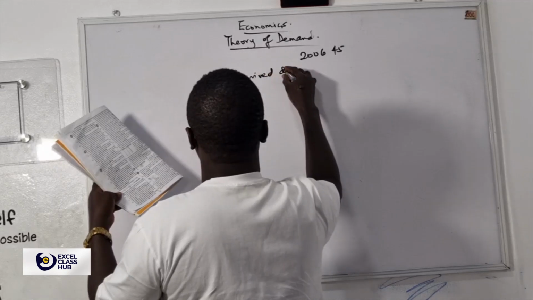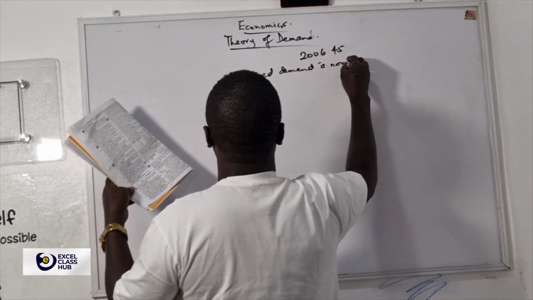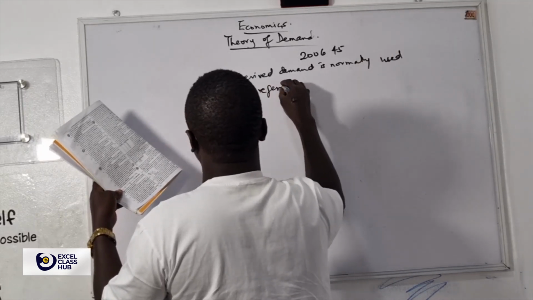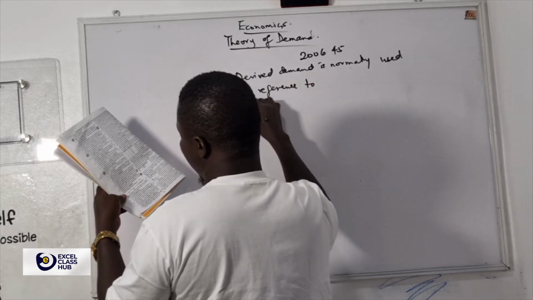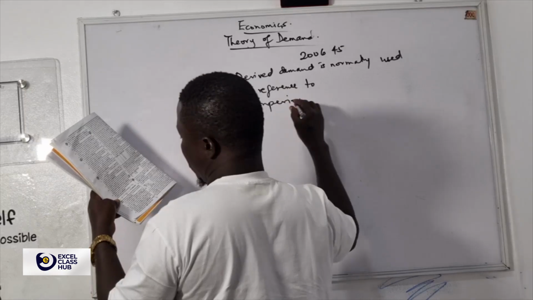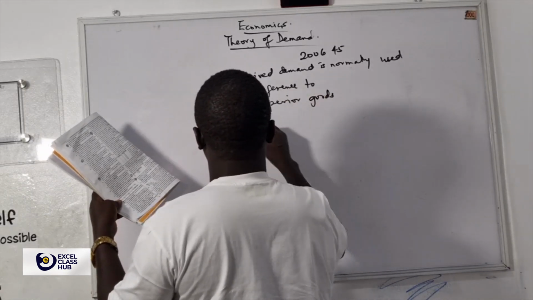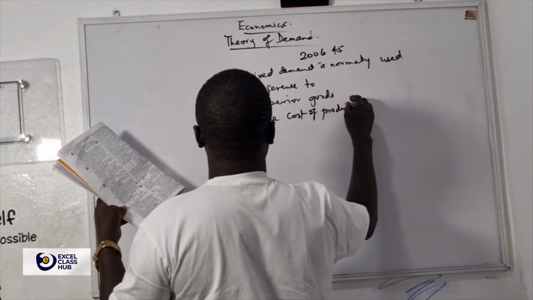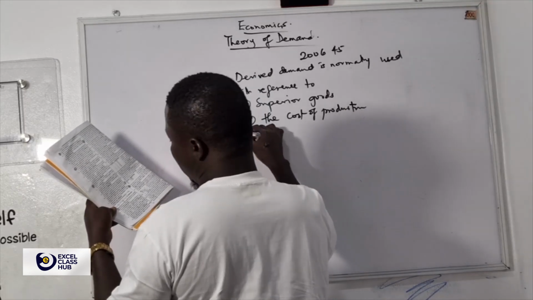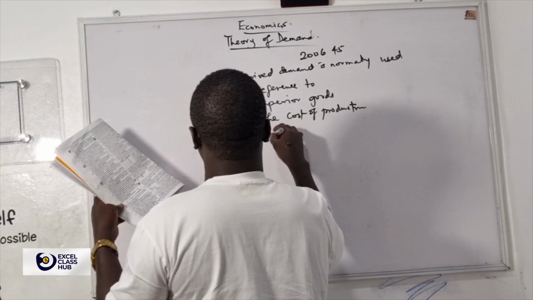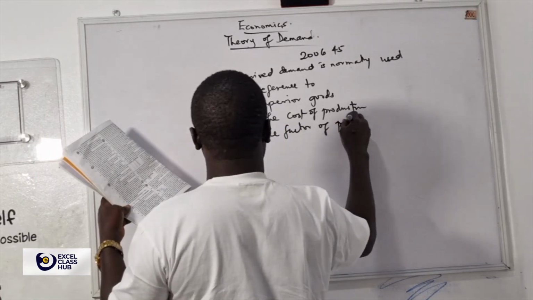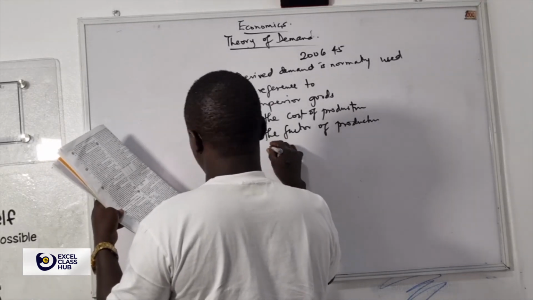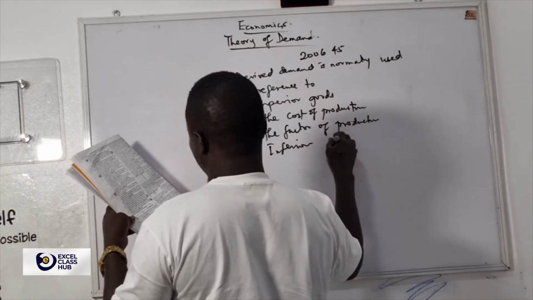Derived demand is normally used with reference to option A, superior goods, option B, the cost of production, option C, the factors of production, and option D, inferior goods.